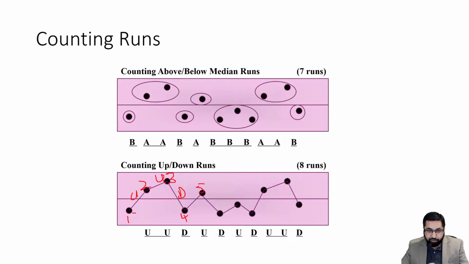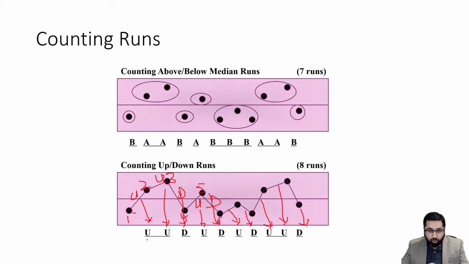Then 4 to 5, did you go up or down? You went up. 5 to 6, you went down, right? So notice this. 1 to 2, you went up, that's this U. 2 to 3, you went up, that's this U I wrote right here. Then you went down, that's this D. Then you went up, that's this U. We went down, that's this D. Then we went up, that's from here. We went down, that's from here. We went up, that's from here. We went up, that's from here. We went down, that's from here.